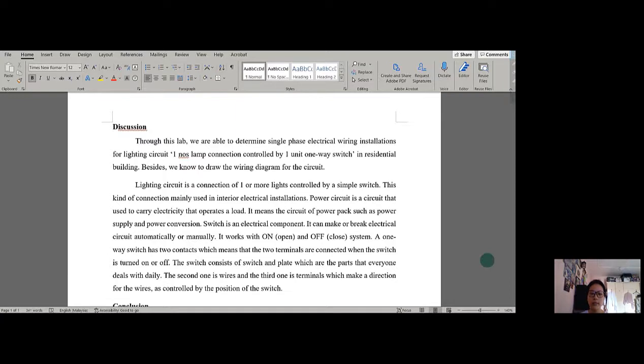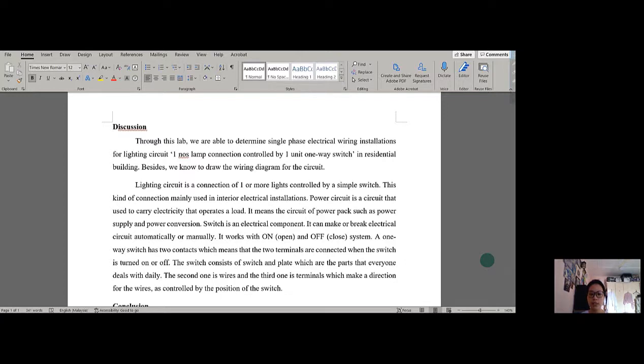Today, I will present about discussion and conclusion. So, I will begin with discussion first. Through this lab, we are able to determine single-phase electrical wiring installations for lighting circuit, one NOS lamp connection controlled by one unit one-way switch in a residential building. Besides, we know how to draw the wiring diagram for the circuit.